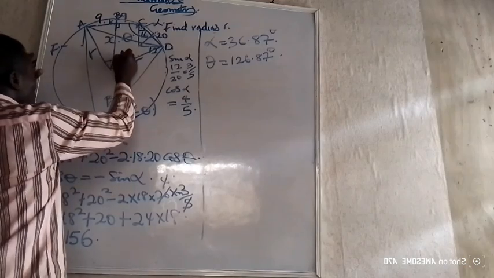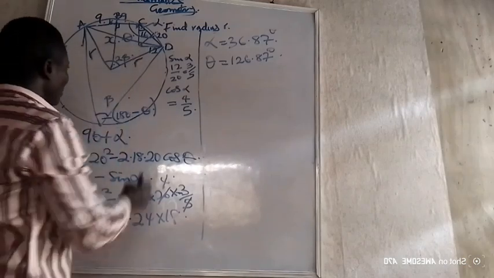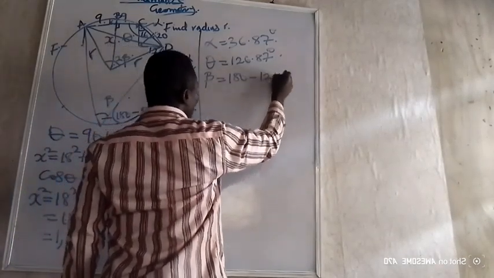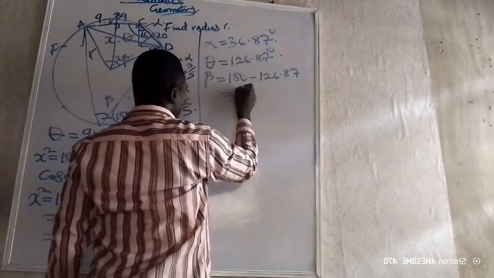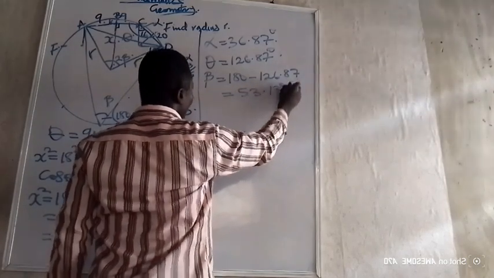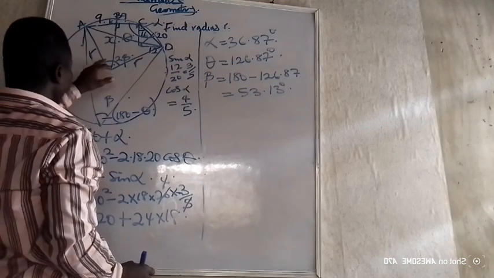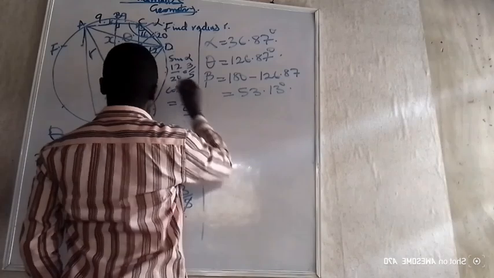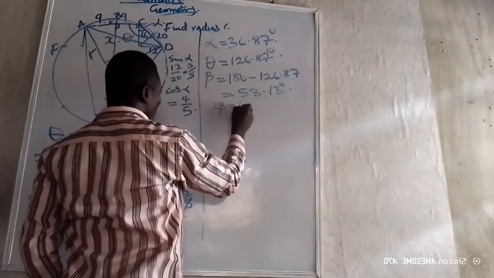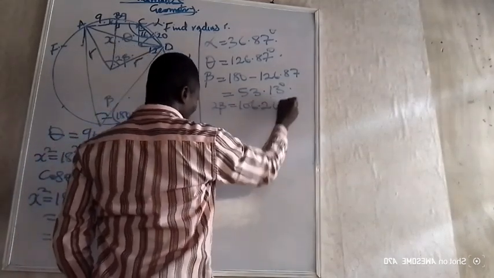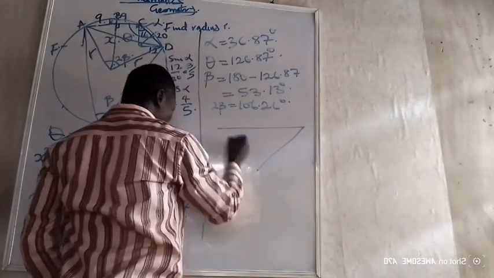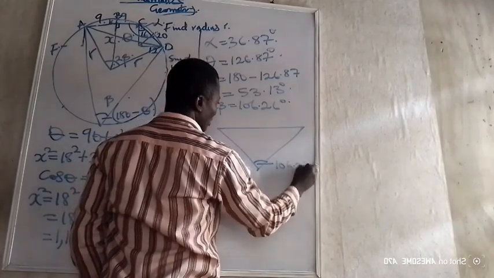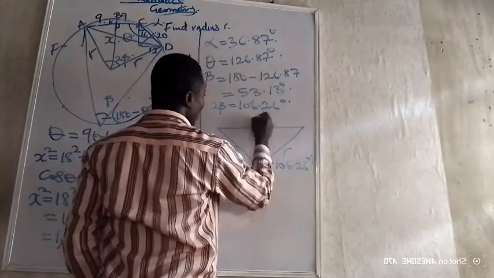And this place will be 2 beta. So beta will be equal to 180 minus 126.87, that is 53.13 degrees. That is beta. So the angle at the center here is 2 beta, which is 106.26 degrees. So let's find our R now.